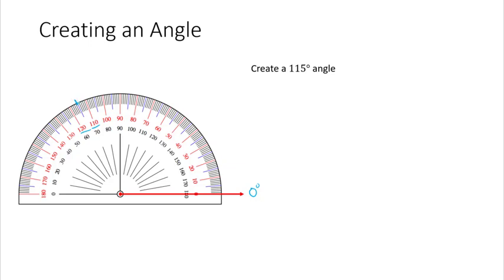So if you're doing this on paper, you would probably create a little tick mark like that, because you can't really draw through the protractor. Just create a tick mark up here, then move your protractor, and get a straight edge. Connect that to this point right there, and then we get this ray. So this would be an angle that is 115 degrees.